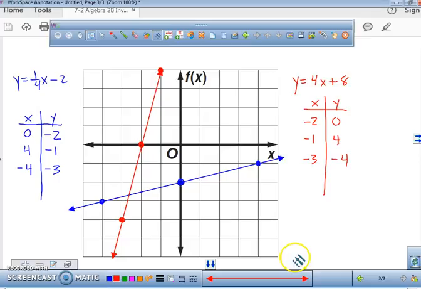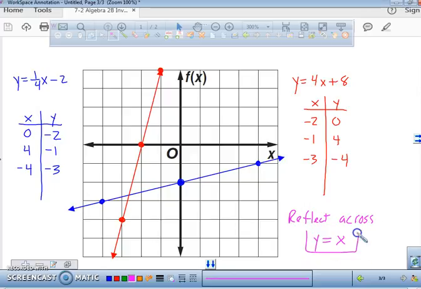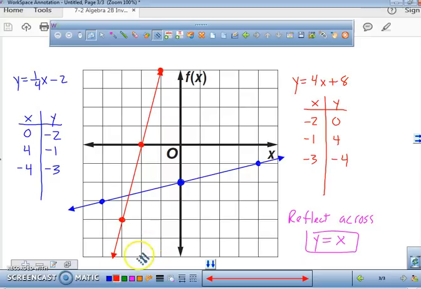Now, what did I say yesterday that inverses and their functions, their relations to functions, what do they reflect across? Y equals x. So what I'm going to do is draw in the graph y equals x, and let's see if they actually reflect across it. All right? So up one, over one, up one, over one, up one, over one, up one. Start here. I'm going to go straight through the origin.